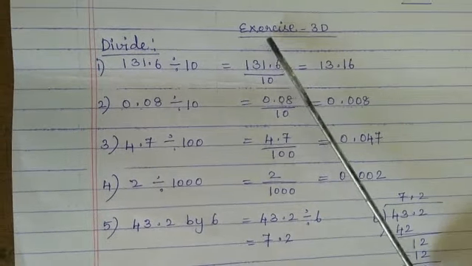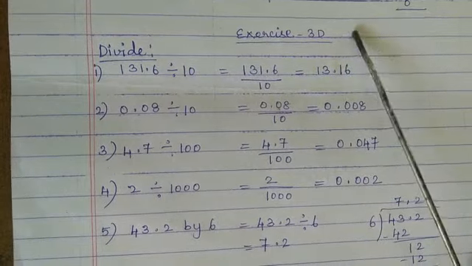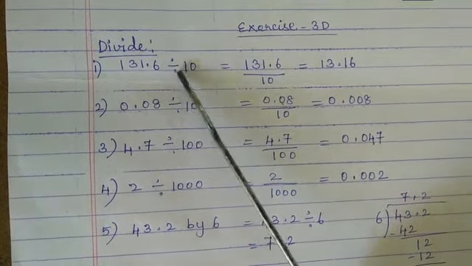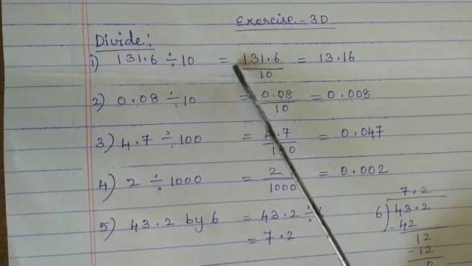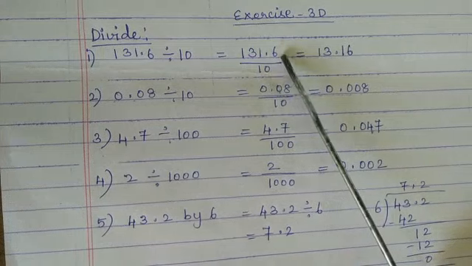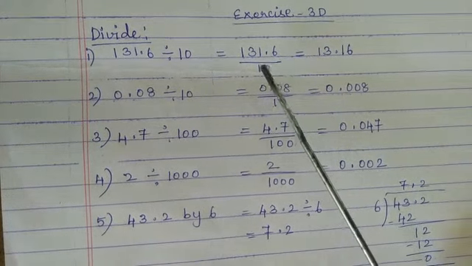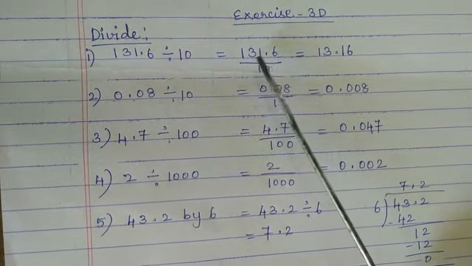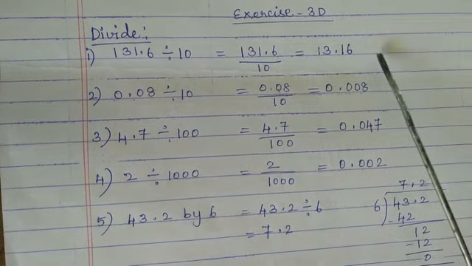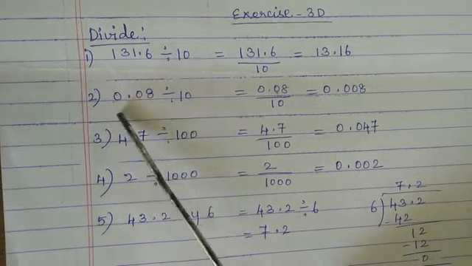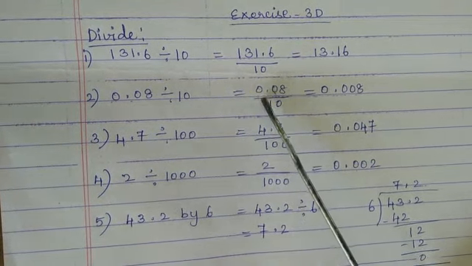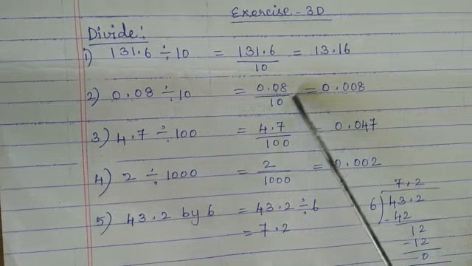Next, come to exercise 3D. Divide. Number 1, 131.6 divided by 10. As per the rule, we have already gone through the rules, that is 131.6 divided by 10. So one place from the whole number to the decimal places. So 13.16. Number 2, 0.08 divided by 10.